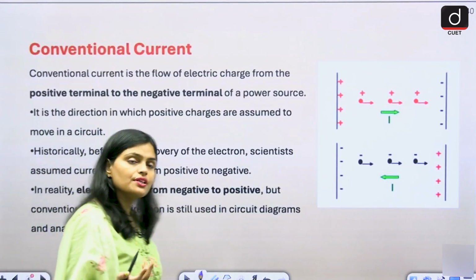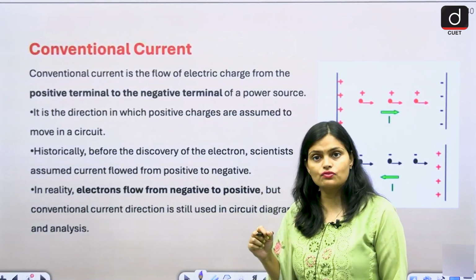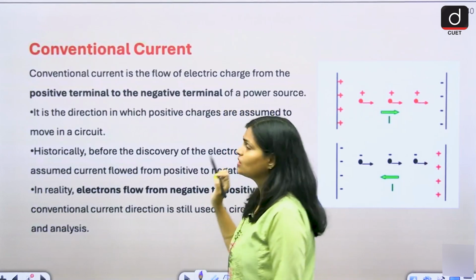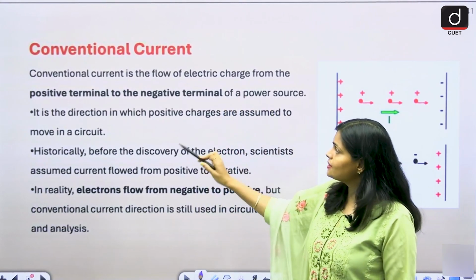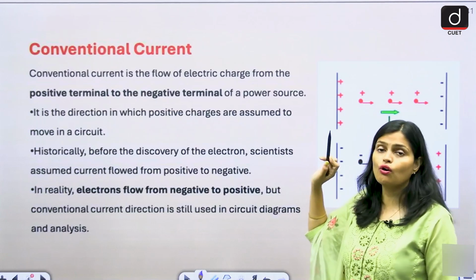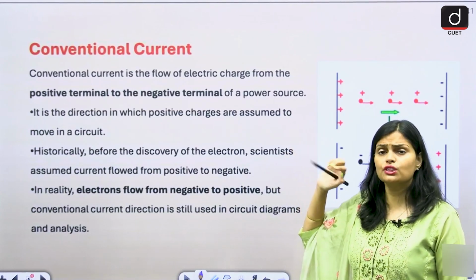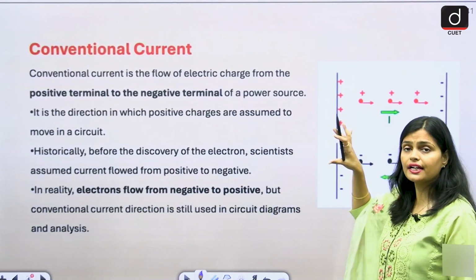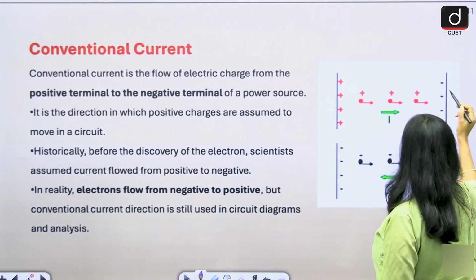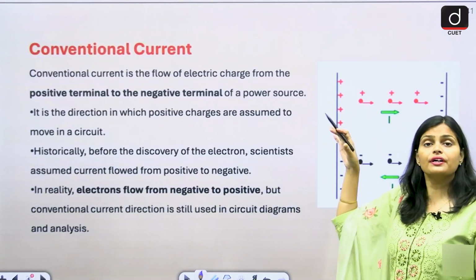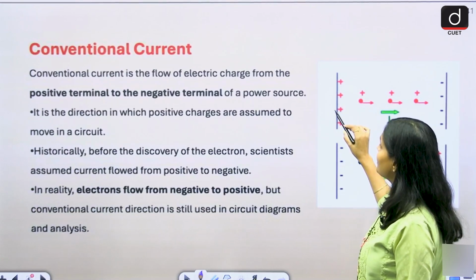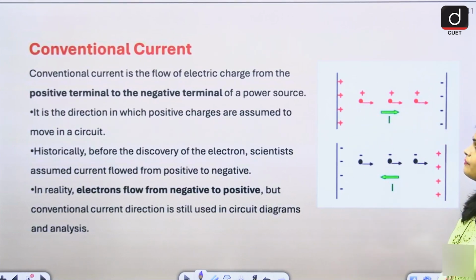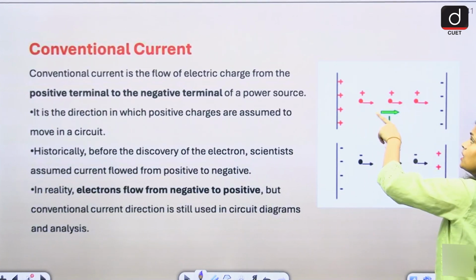Then we have conventional current. Conventional current is what type of current? Conventional current is the flow of electric charge from the positive terminal to the negative terminal of a power source. So conventional मतलब पहले के टाइम पे लोग क्या सोचते थे वैसा है. See, this is the positive terminal, this is the negative terminal. According to conventional current, the charges always move from positive to negative terminal, and in the same direction of charges.